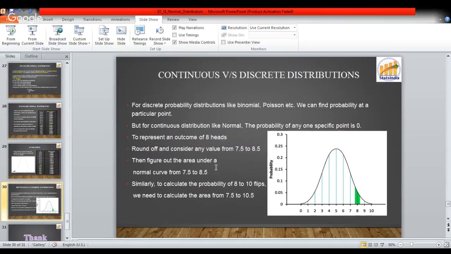So friends, today we have seen how to find the probability of continuous and discrete random variables using tables and statistical calculators.